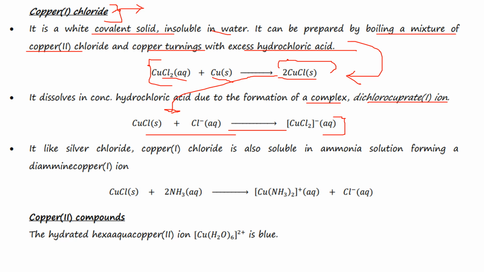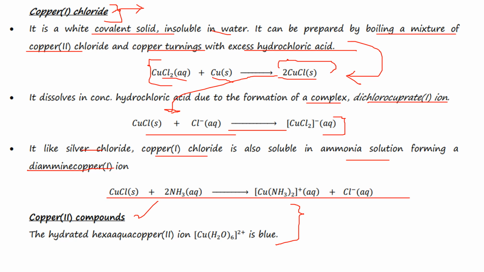Just like silver chloride, copper 1 chloride is also going to be soluble in ammonia solution, forming a complex of diamminecopper 1 ion. So the equation is going to be as follows, and they follow the same criteria about balancing them. Now let's go to the main, the common one, which is going to be copper 2 compounds.